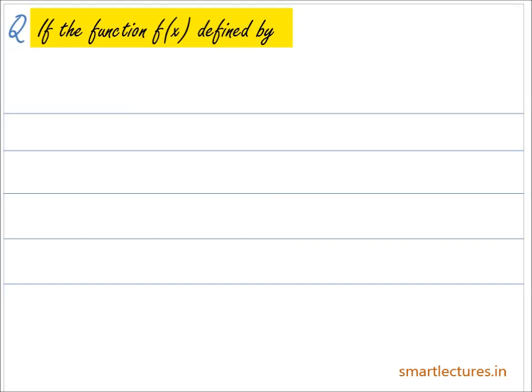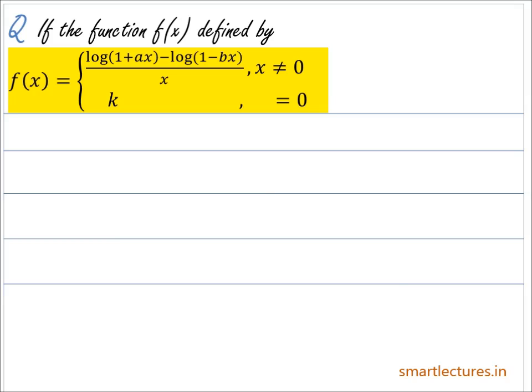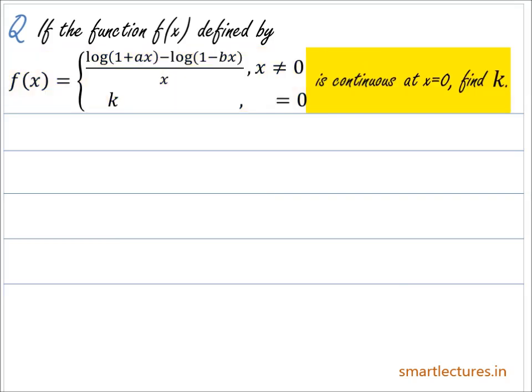And our next question is, if the function f of x defined by f of x is equal to log of 1 plus ax minus log of 1 minus bx upon x, if x is not equal to 0, and f of x is equal to k, if x is equal to 0, is continuous at x equal to 0, then find the value of k.